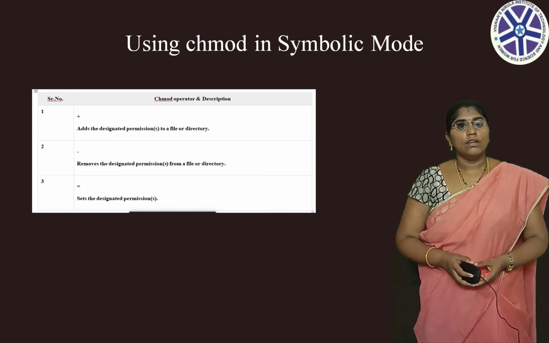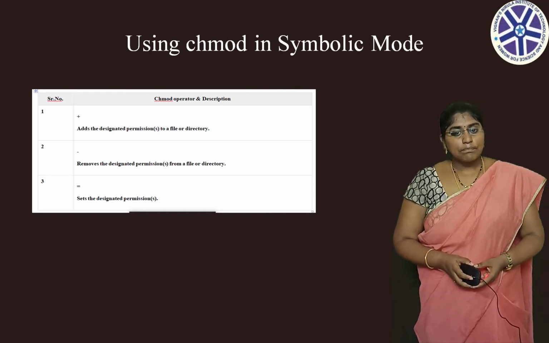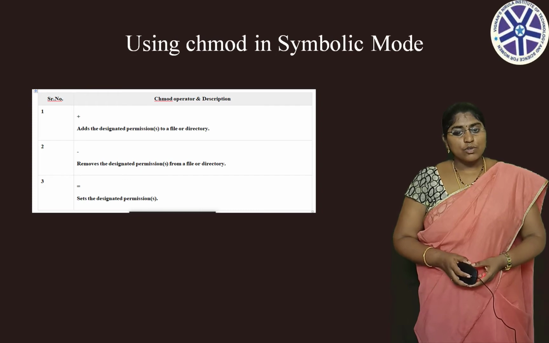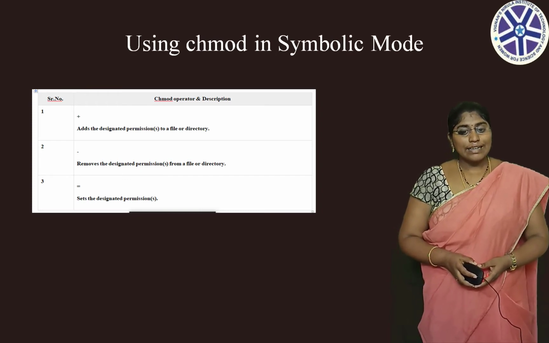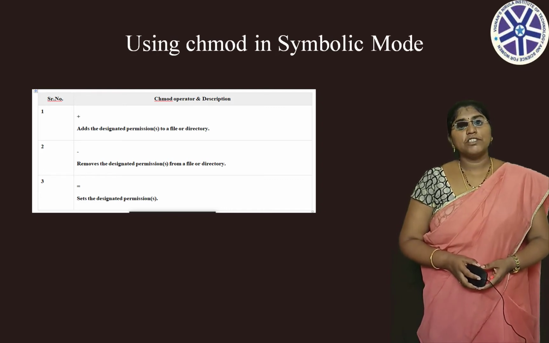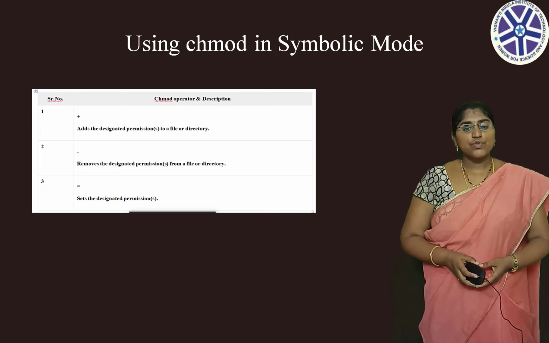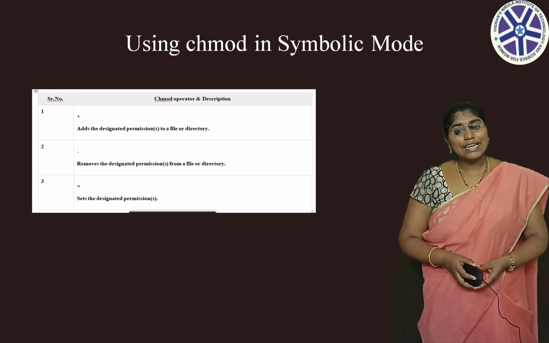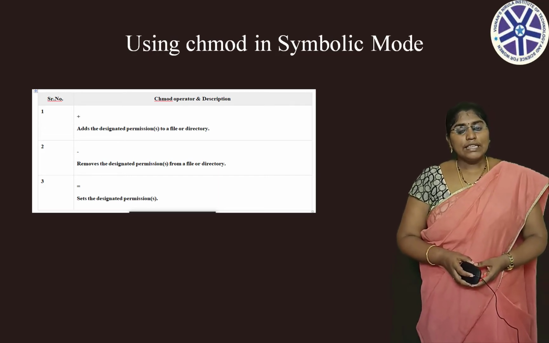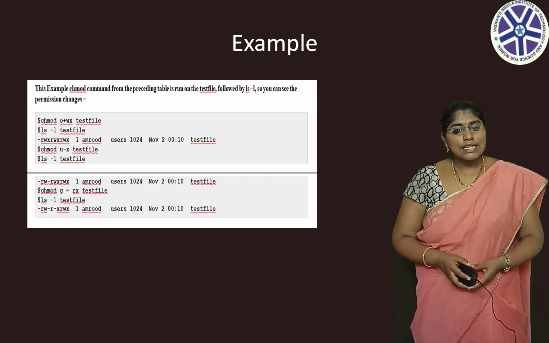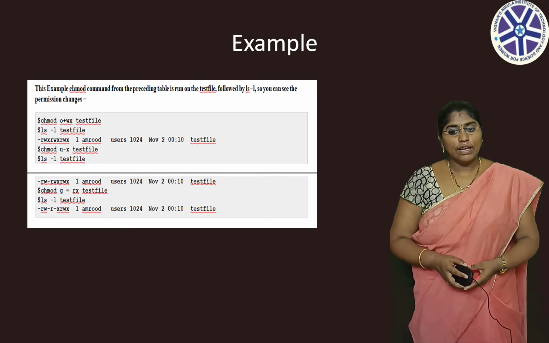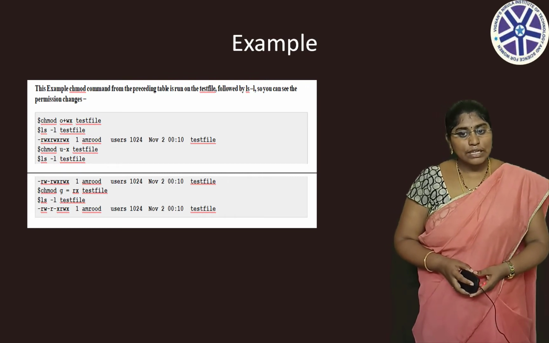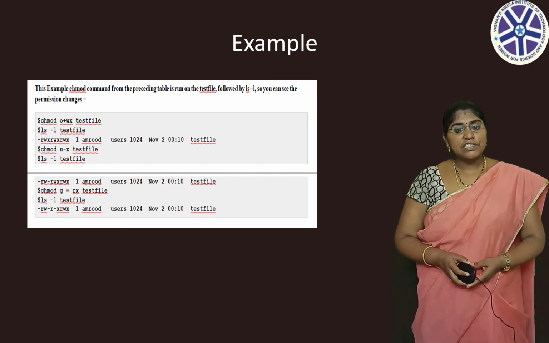Here we have the plus symbol, which adds the designated permissions to a file or directory. Next is hyphen or minus. It removes the designated permission from a file or directory. And next is equal to. It sets the designated permissions. In the above table, the example chmod command from the preceding table is run on the test file. It can be followed by ls -l, so you can see the permission changes.